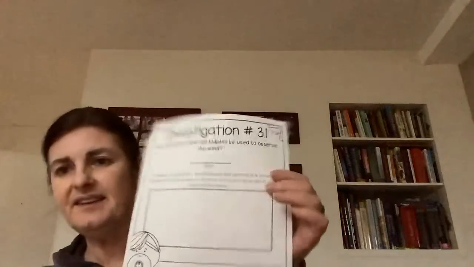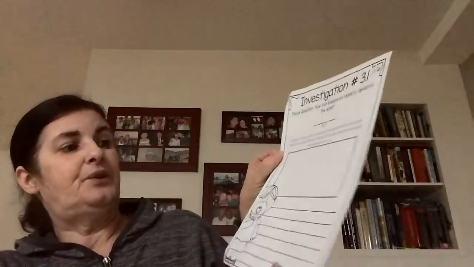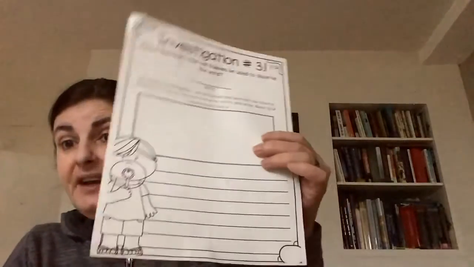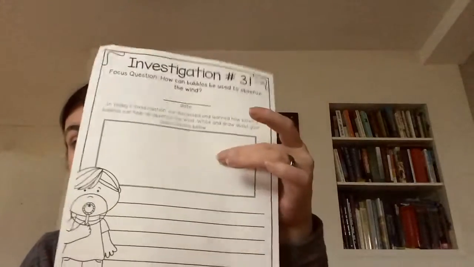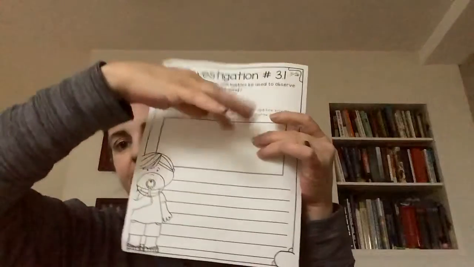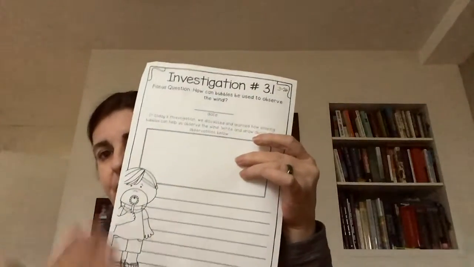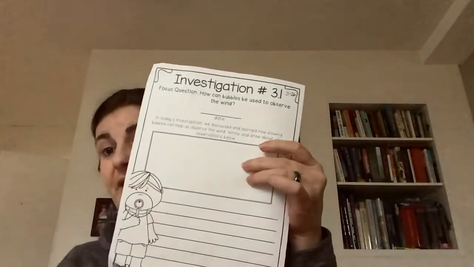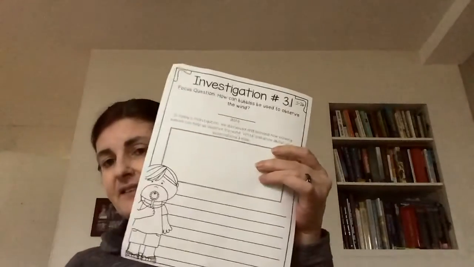So you have this worksheet today to do, and this is what you're going to do. You're going to draw your observations. You want to draw about what you see happening to your bubbles. Do you see them going up in the air? Do you see them falling straight down? Or do you see them just floating all around? And then write a sentence. My bubbles dropped to the ground. My bubbles floated in the air.